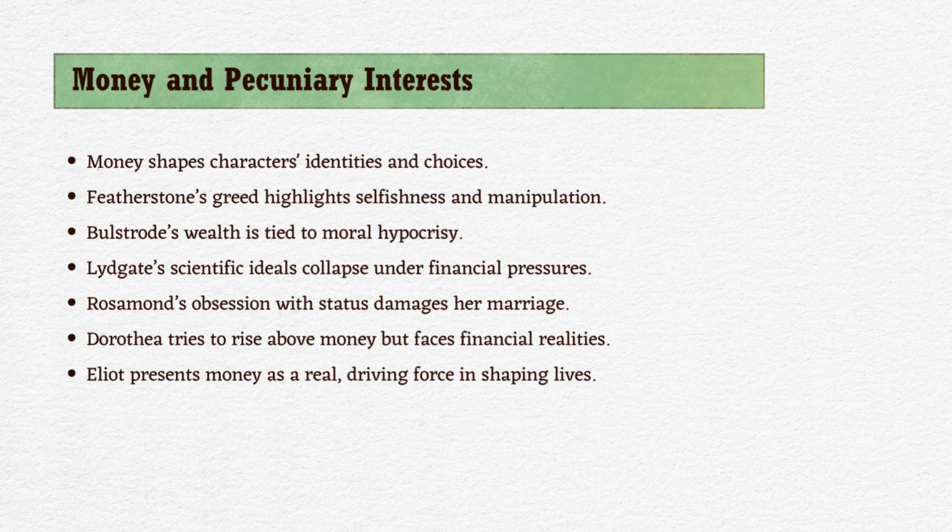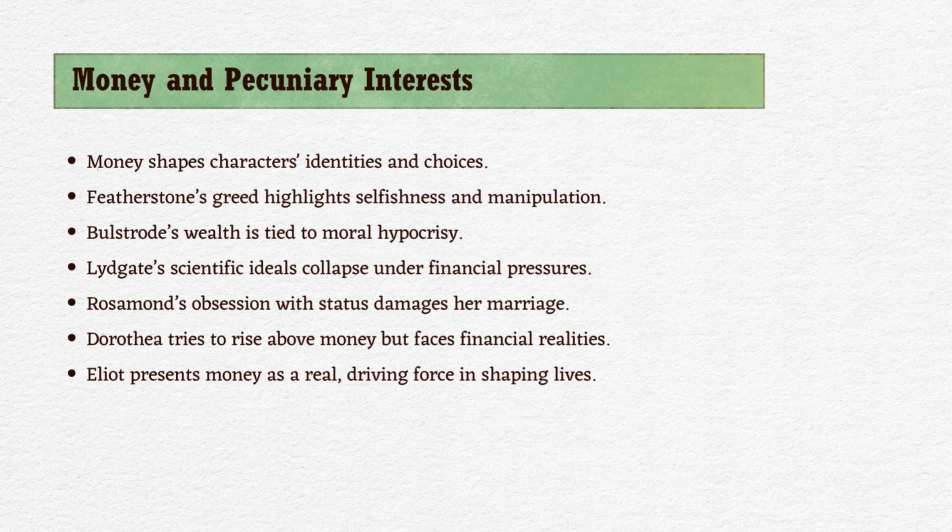Even Dorothea Brooke, who begins the novel seemingly indifferent to material wealth, finds herself entangled in financial limitations after marrying Casaubon. Her inheritance and its control later becomes a significant part of the conflict involving Will Ladislaw, reminding us that no character is entirely untouched by economic forces.